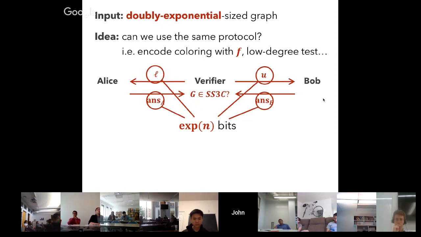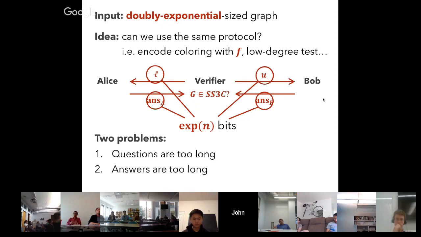Okay, so you can view this as one problem: all the messages are too long. But in reality, it's two problems. So we separate out the messages into two types. Number one, the questions are too long. And number two, the answers are too long. And basically, we spend the entire paper fixing both of these. So we want to fix this protocol so that it has small questions and small answers.